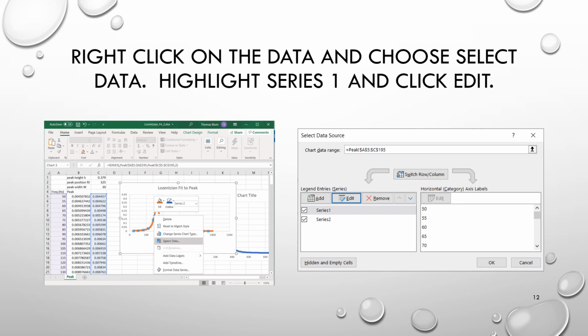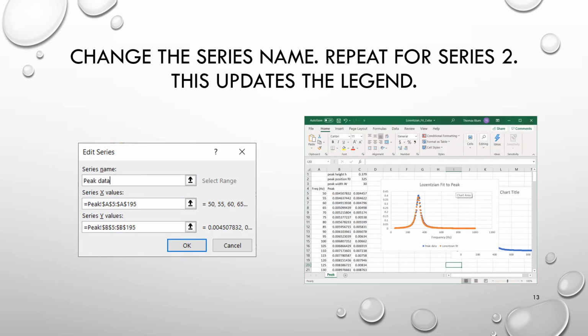Then in the Select Data Source dialog box, we're going to highlight Series 1 and click on the Edit button above. In the Edit Series dialog box, we're going to change the series name and label this one as the peak data. Then we're going to repeat for Series 2, labeling it the Lorentzian fit, and click OK, and then we will have our final product with the legend now updated.